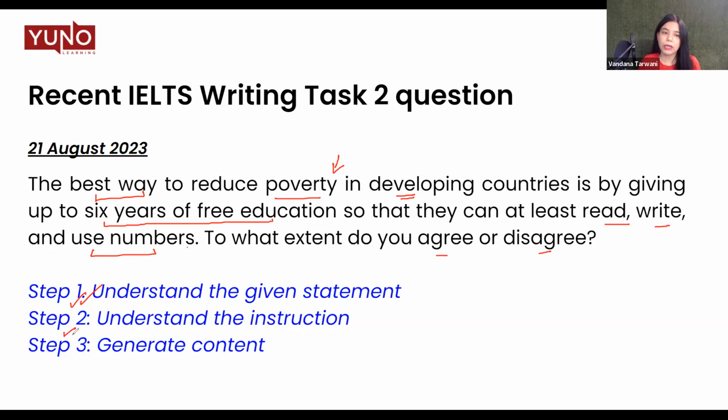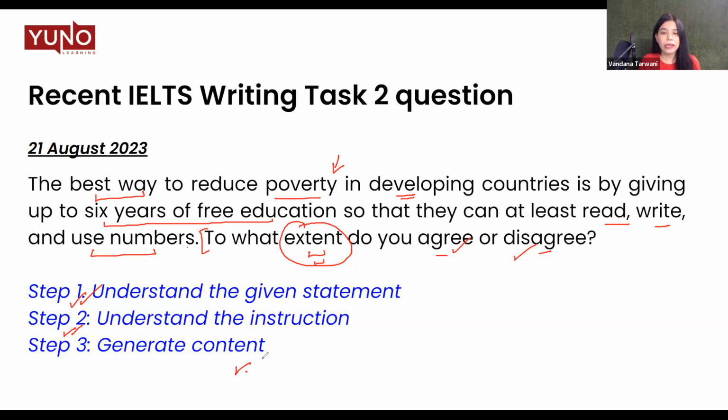Your step number 2 is understand the instruction. The instructions say, to what extent do you agree or disagree? This is an opinion essay. Here you can have 100% agreement, 100% disagreement, or possibility number 3 can be to have a partial agreement, because we have got this word extent over here. But I would personally recommend that you don't straight away think that, okay, I completely agree or I completely disagree.